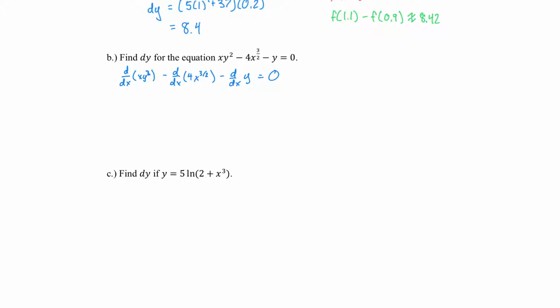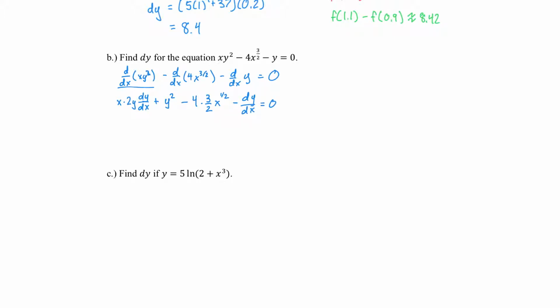On this first one, I'm going to need to use the product rule. So first times the derivative of second is 2y, and then because our derivative is with respect to x, I need to multiply by dy dx, plus the second, which is y squared, times the derivative of x, which is 1. So that first derivative is taken care of. The second one's just a straightforward power rule. 4 times 3/2, subtract 1, gives me x to the 1/2. And the derivative of y is 1 times dy dx.